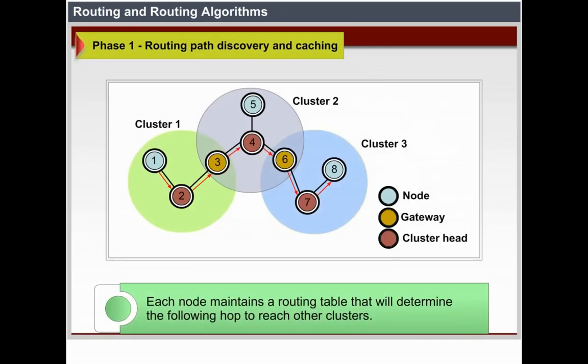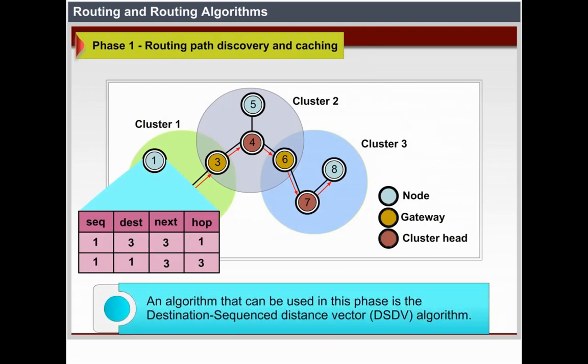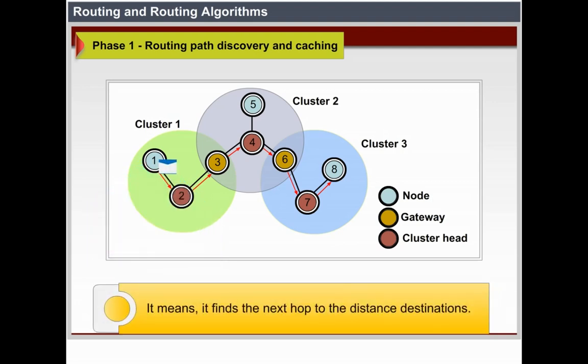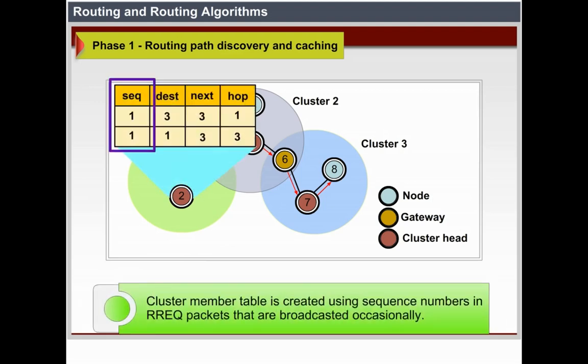Each node maintains a routing table that determines the next hop to reach other clusters. An algorithm that can be used in this phase is the Destination Sequenced Distance Vector (DSDV) algorithm. That means it finds the next hop to the distant destinations. The cluster member table is created using sequence numbers in RREQ packets, which are broadcast periodically.